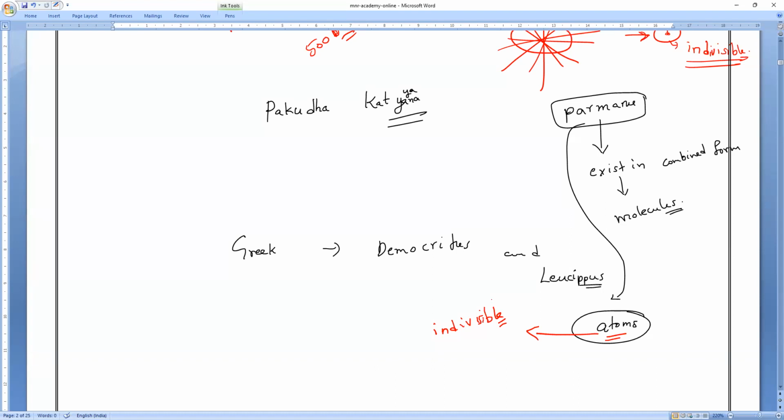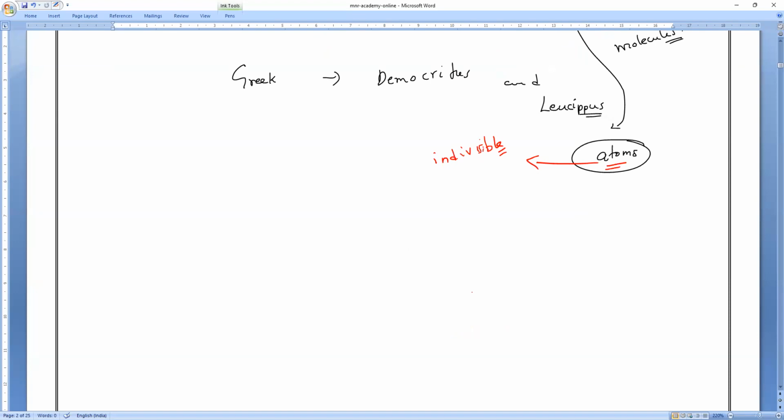Yes. Next. Now we come to conclude that atoms are indivisible. Later, the scientist who came forward formed a theory about the structure of atoms and molecules. That is the most popular one.